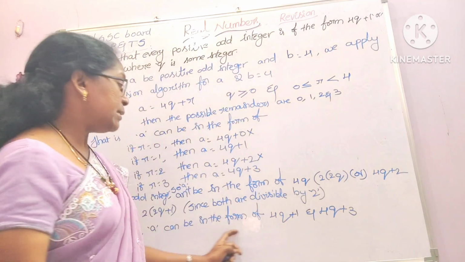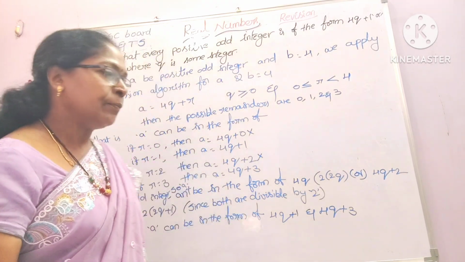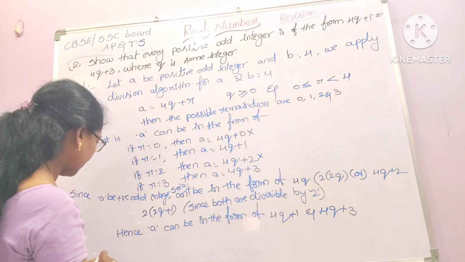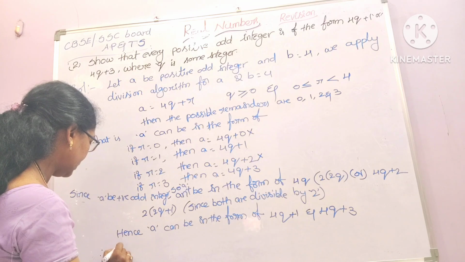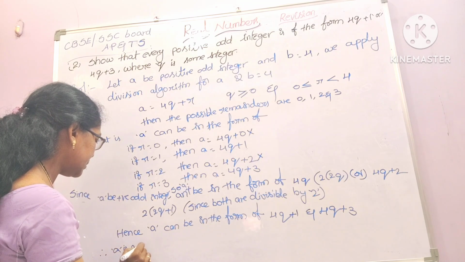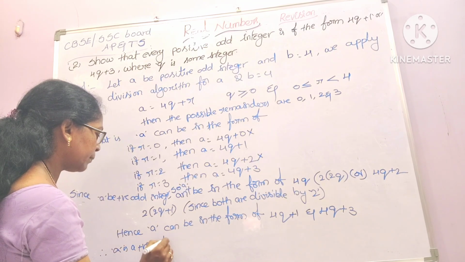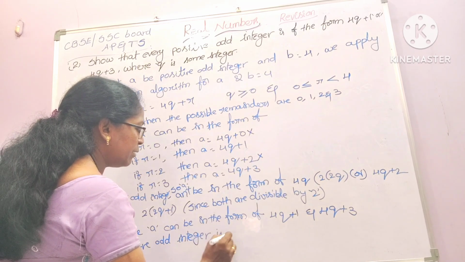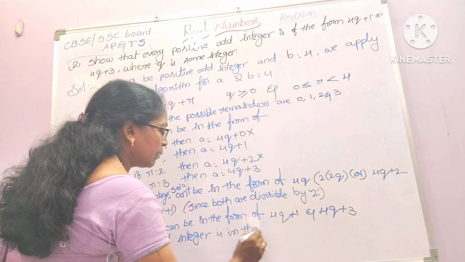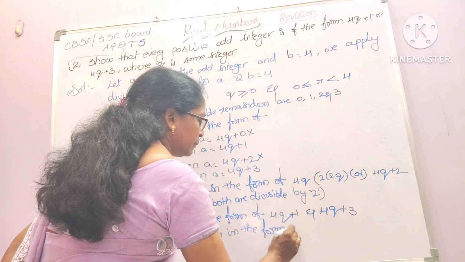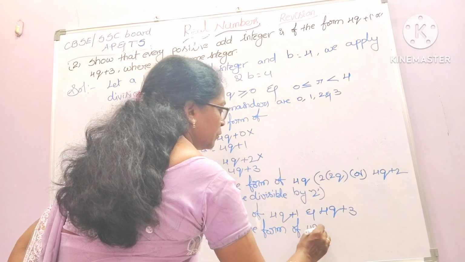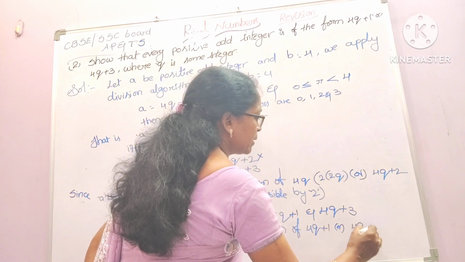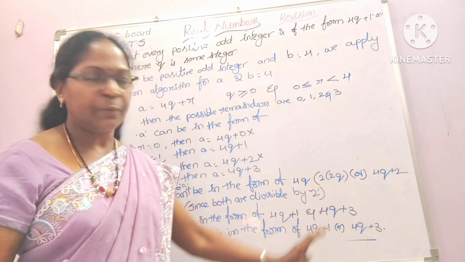The positive odd integer is in the form of 4q plus 1. Here you can write, therefore, A is a positive odd integer. So, it can be in the form of, therefore, A is a positive odd integer, is in the form of 4q plus 1 or 4q plus 3. This is the proof.